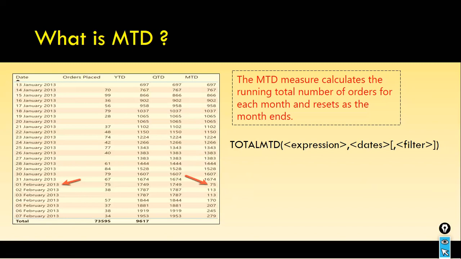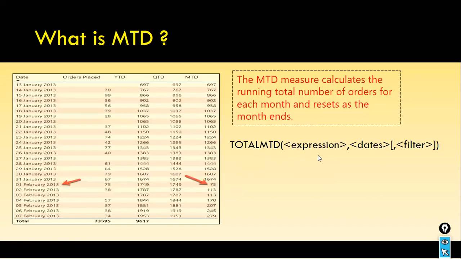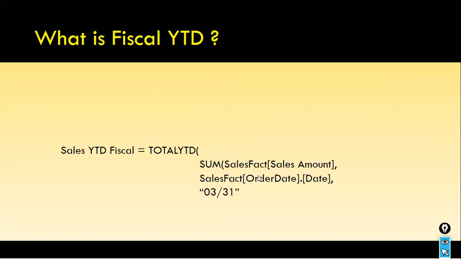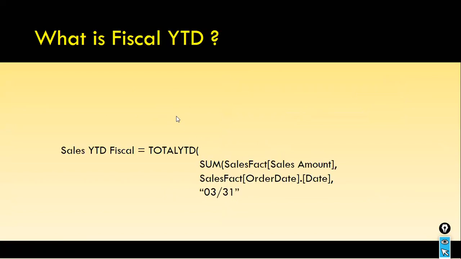And the next one is the year to date. Year to date, as I said, but like month to date, there is a function called TOTALYTD available. So like I said, in this case, sum of sales, and then the order date, comma. So this is your fiscal year to date. And year to date is the beginning of the current year up to, but not including, today's date. And fiscal year to date, if somebody is asking you, right?